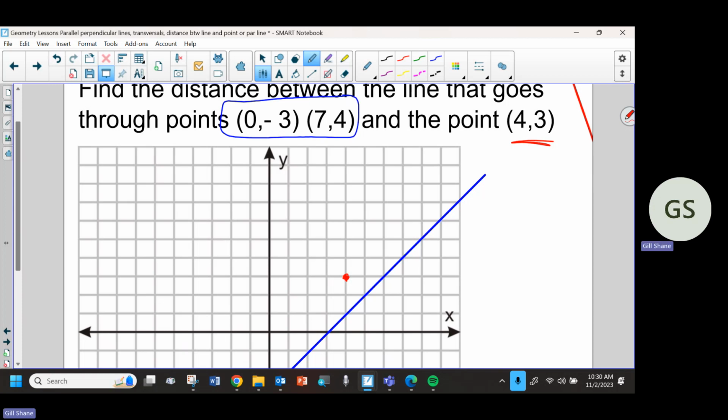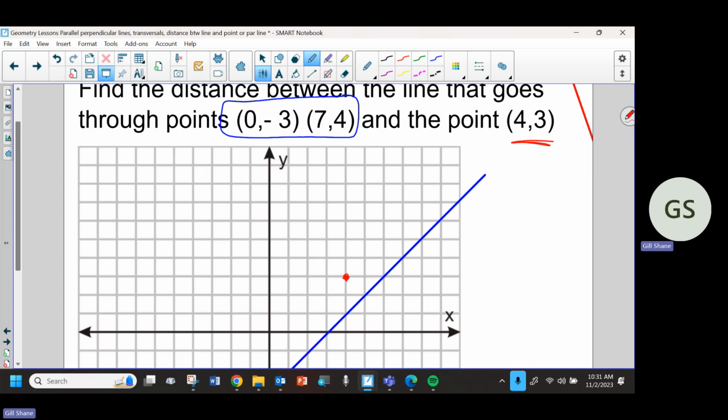We need to count at a 90 degree angle. We need to count in a perpendicular direction. So what you have to do is take the slope of this line and find out what the perpendicular slope would be, because we're going to use that to go from the red to the blue.